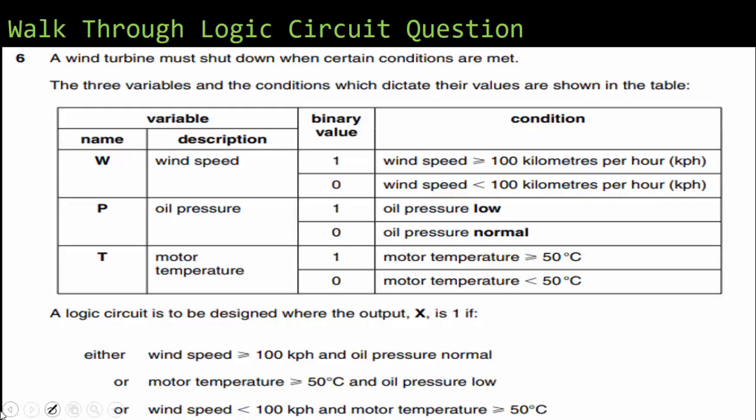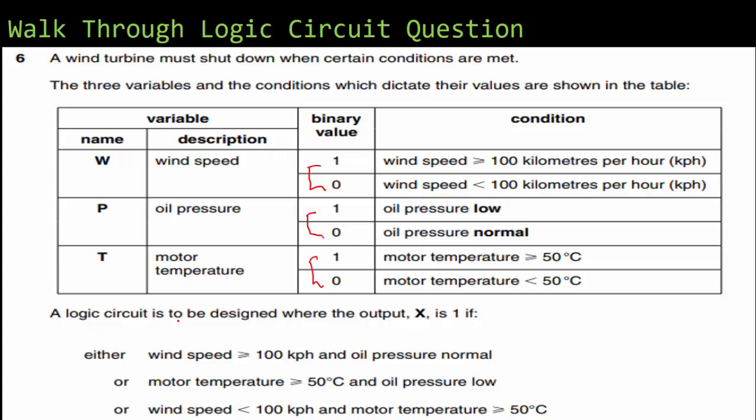Let's go ahead and move on, and let's take a look at another practice one. So this one is from a past exam. A wind turbine must shut down when certain conditions are met. The 3 variables and the conditions which dictate their values are shown in the table. So we have wind speed, we have oil pressure, and we have motor temperature. And we have those binary values, 1s and 0s. And I need to pay close attention to that.